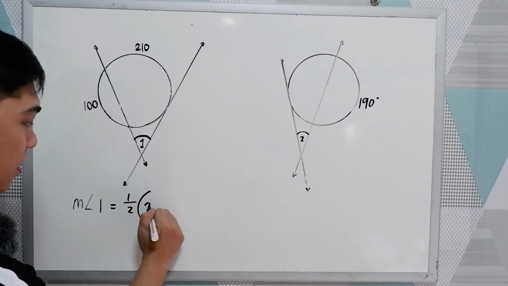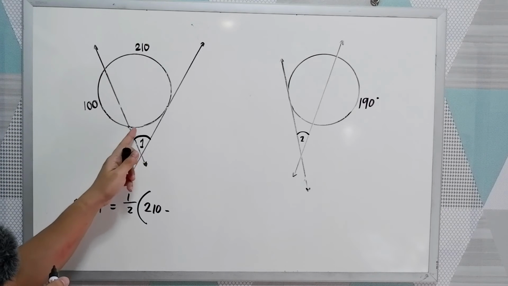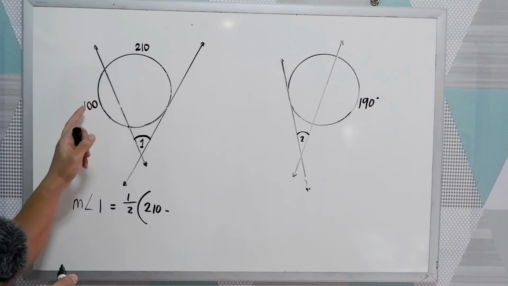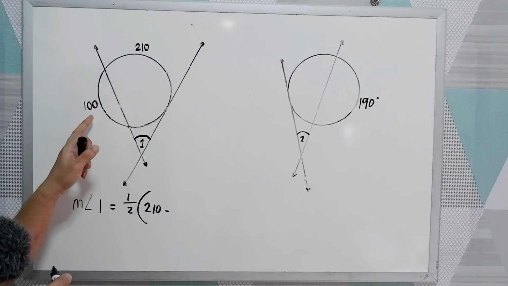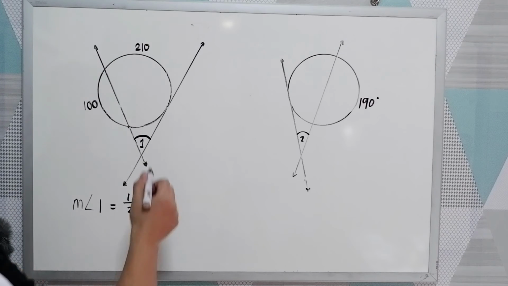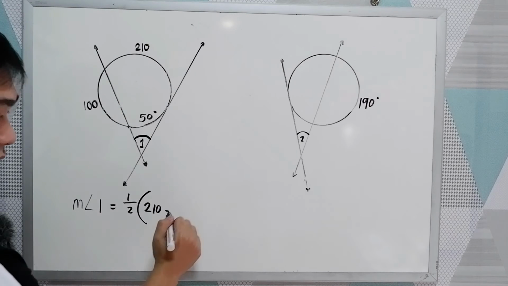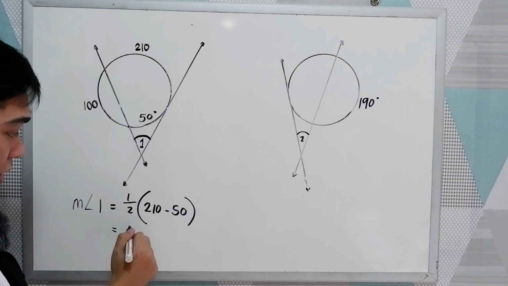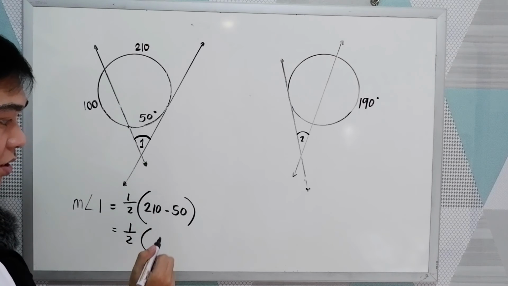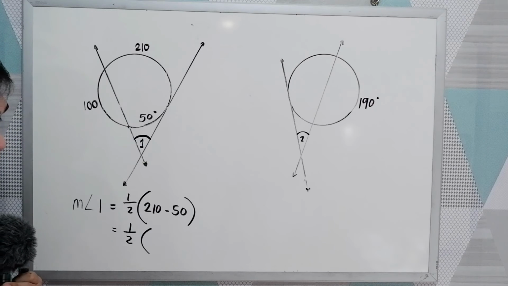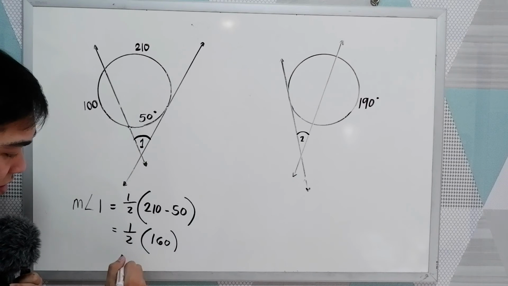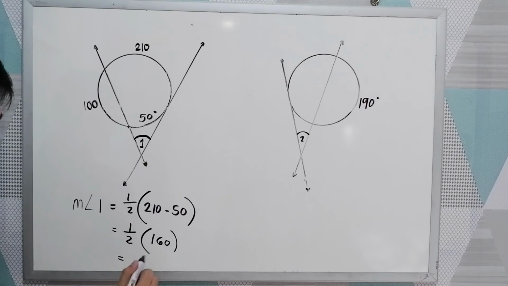We have 210 minus, we're going to find the measure of this arc. So 210 plus 100 is 310, so we have here 50 degrees. Why 50? Because one revolution is equal to 360. Now we have 1/2 of 210 minus 50, so we have 160. To get the measure of angle 1, half of 160, we have 80 degrees. That will be the measure of angle 1, 80.